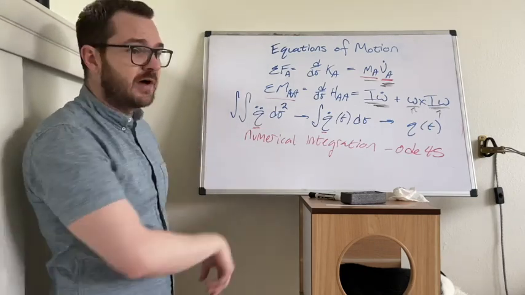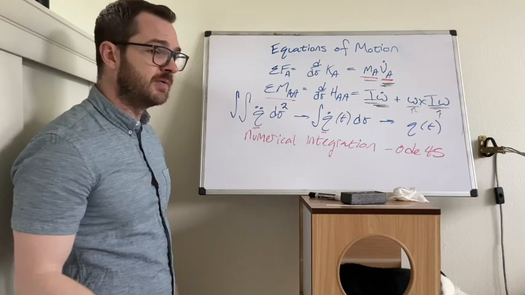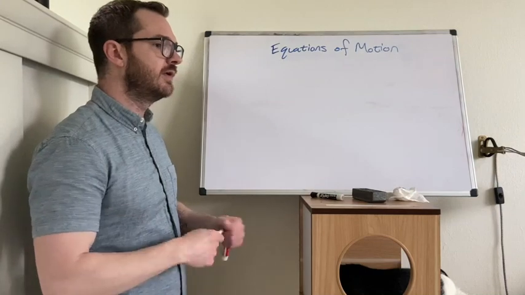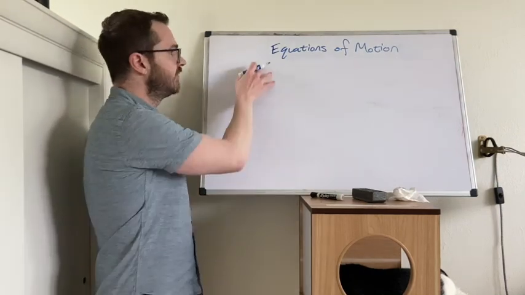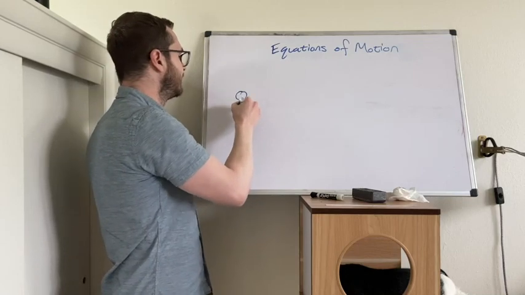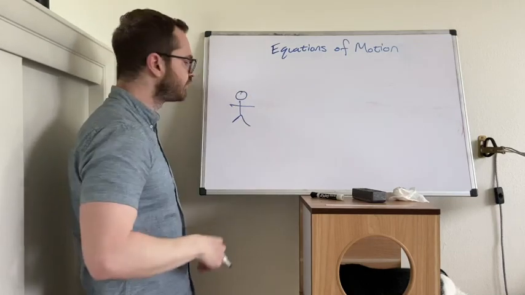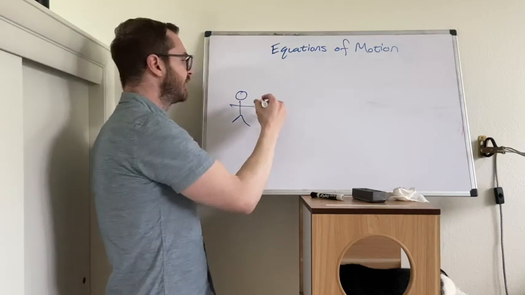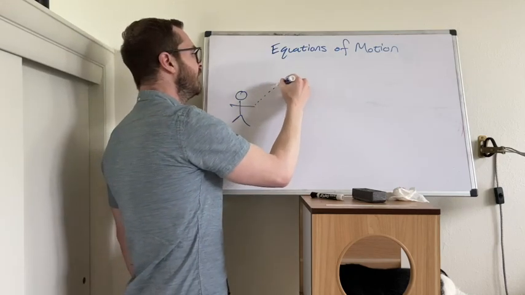I'm going to clean this up, and let's talk about the specific problem that we're going to do today. The problem we want to do is a very simple one. This is the first time we're doing equations of motion. Let's say that there's a person, and this person has a ball in their hand, and they're going to throw this ball.